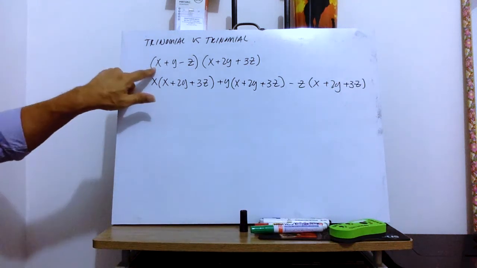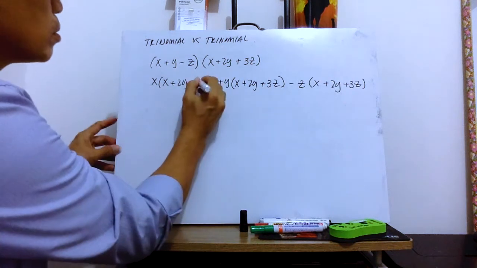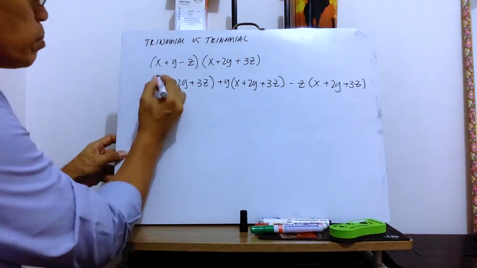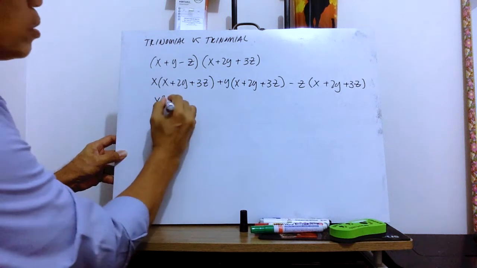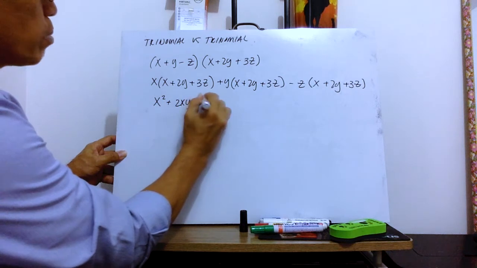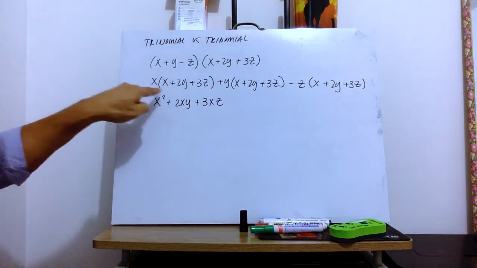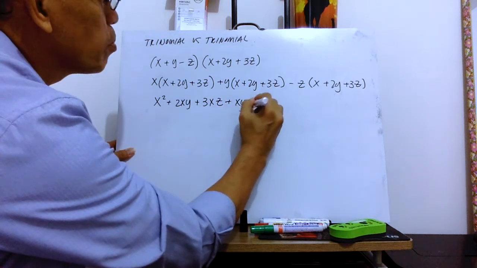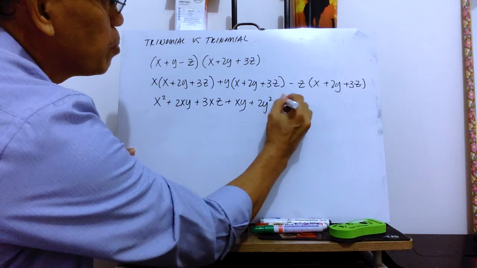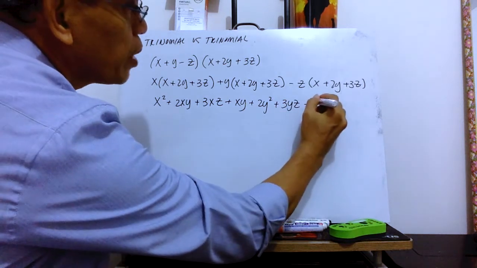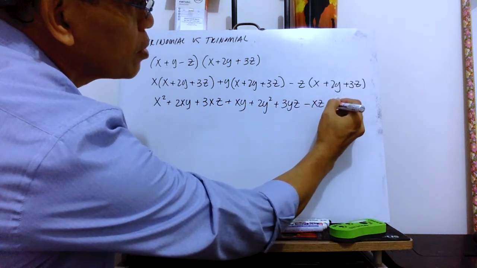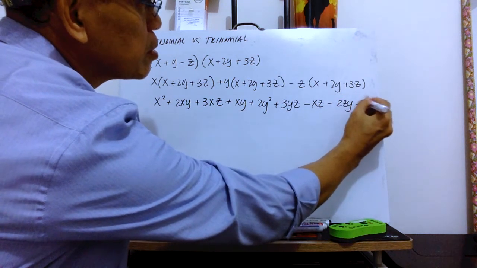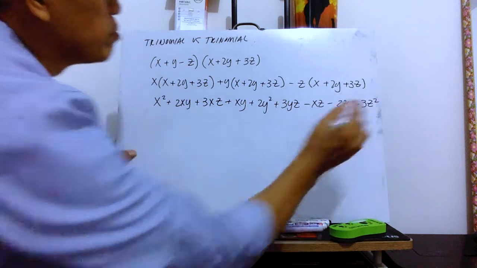Okay, first term, there. Second term, there. Third term, there. And then multiply. So that becomes x squared plus 2xy plus 3xz. All right. Plus xy or yx plus 2y squared plus 3yz minus xz minus 2zy minus 3z squared. Let's check again.